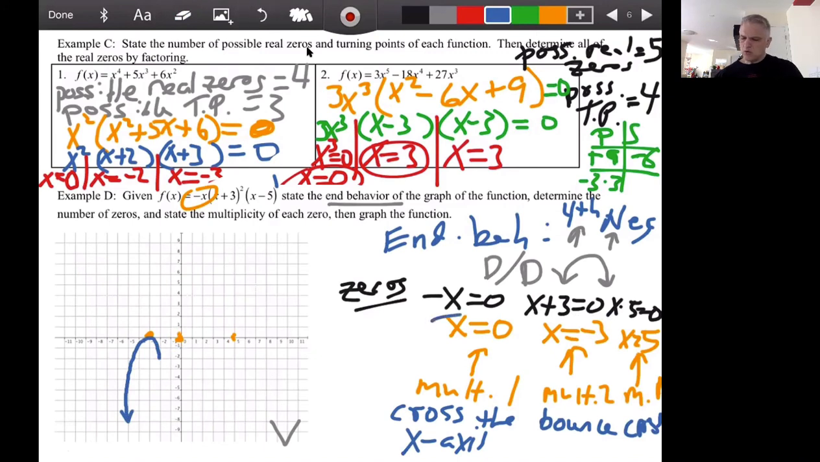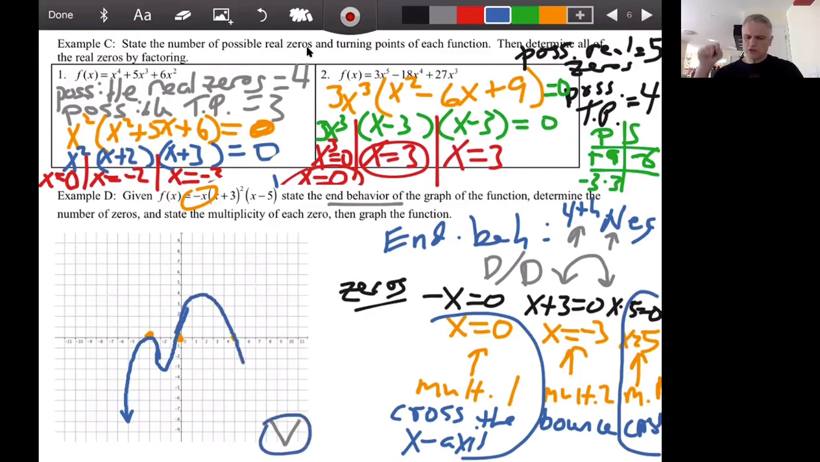Now I know that I'm going towards 0. And at 0, my multiplicity was 1. I'm going to cross the axis. Okay? And now I'm going to get to the 5. And the 5 says I'm going to cross the axis again. Which is good because now I know I have to finish going down.